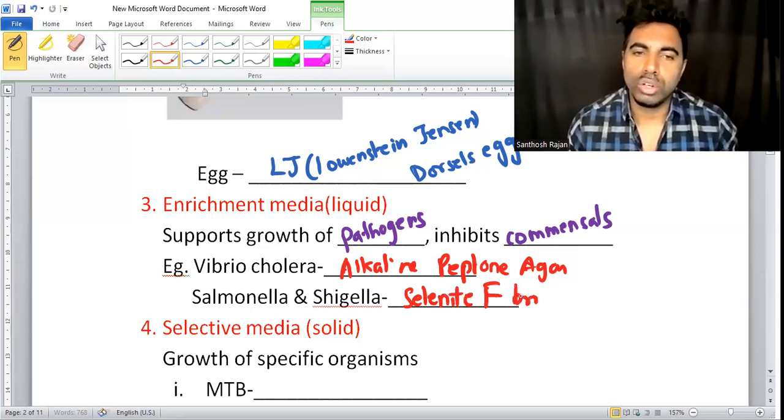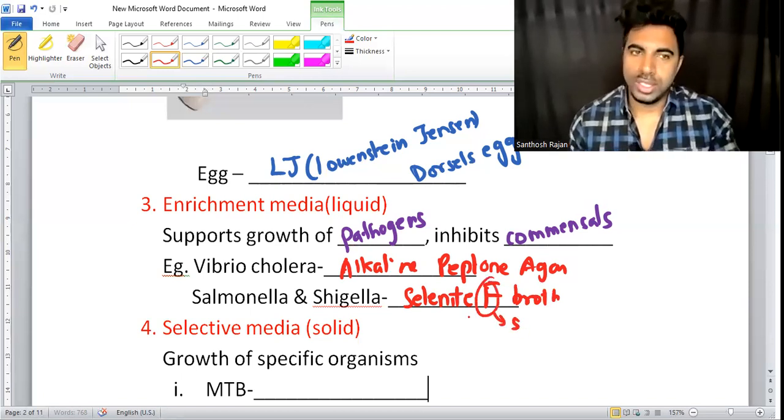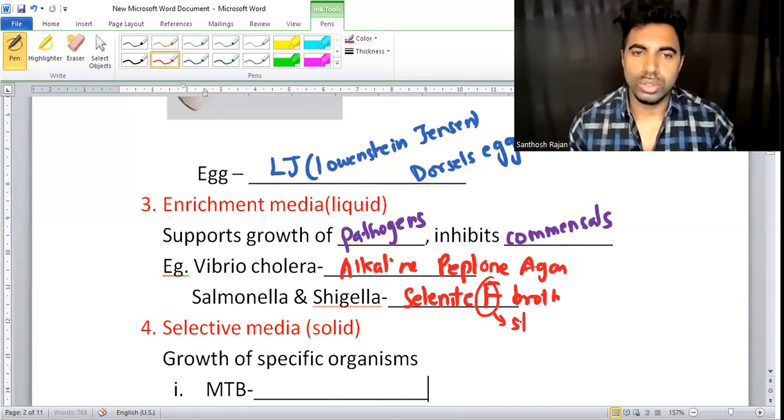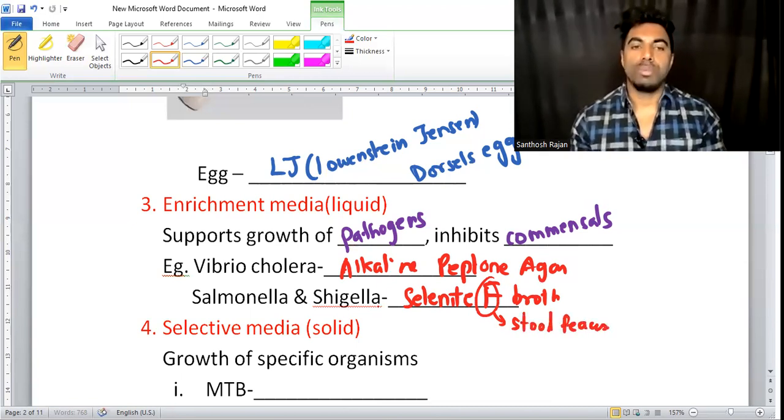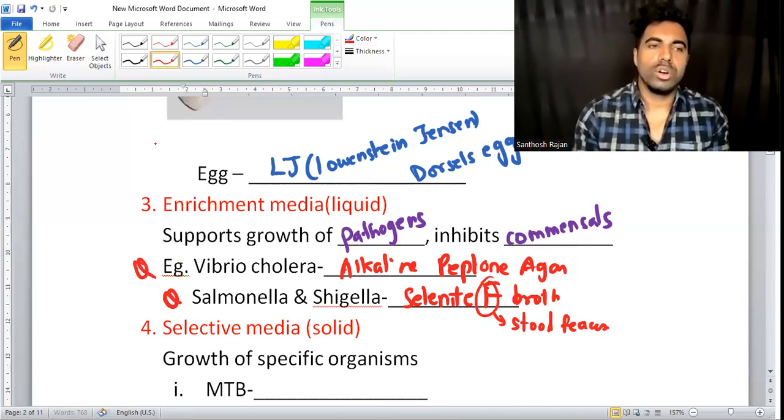Selenite F broth. So, both are in stool. F means feces. Feces means stool. Of course, sorry. Usually these organisms cause diarrhea, that's why stool. Feces is stool. Okay, so selenite F broth. This is also a frequently asked question. These all are frequently asked questions.